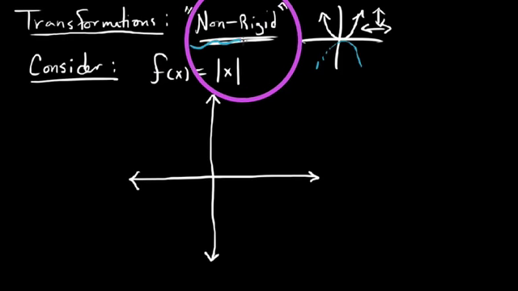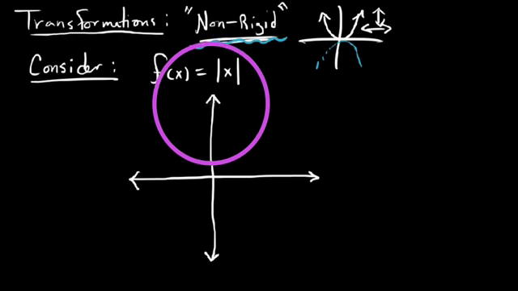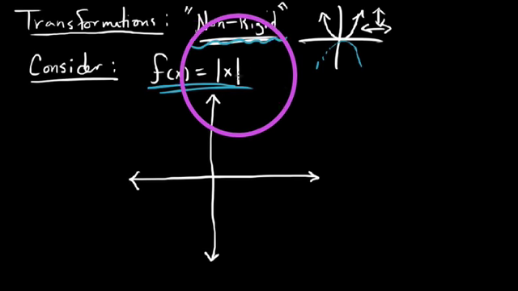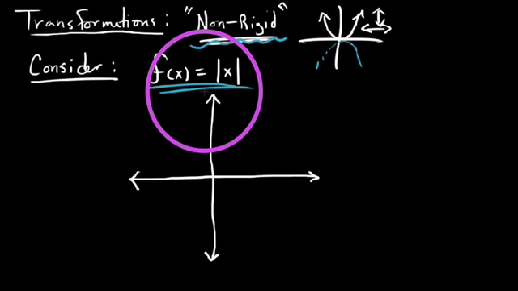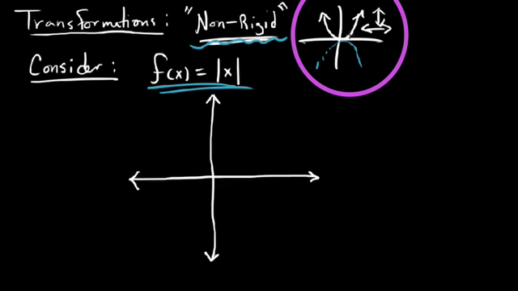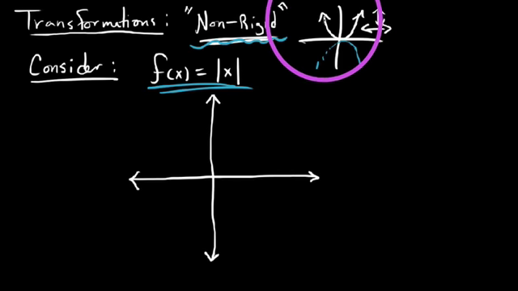I'll go ahead and point this out, and we'll observe this in a minute. We're going to consider this parent function here, the absolute value function, f of x equals absolute value of x. But you're going to find that it actually does not preserve the shape of the graph. I remember rigid as movement about the plane, and that's how I explained it. But in a mathematical sense, we discuss rigid transformations as being those that preserve the shape of the graph.